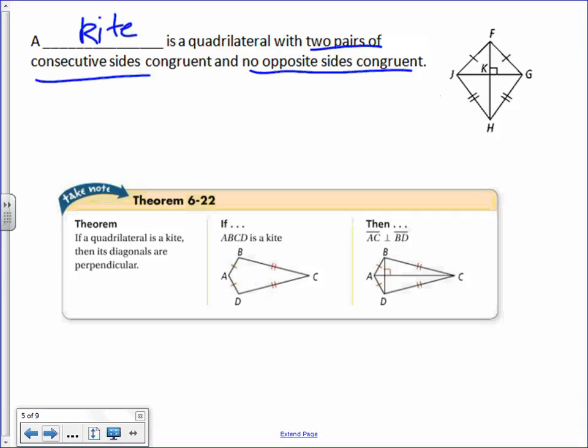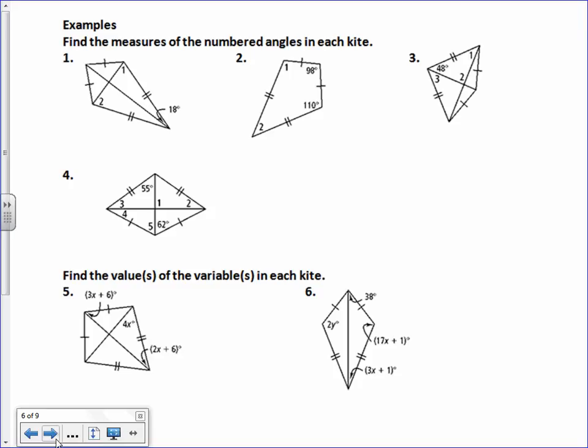And we have one theorem about kites. That's theorem 6-22. It says if a quadrilateral is a kite, then its diagonals are perpendicular. It's the only thing we have right now for a theorem about kites. So if it's a kite, diagonals are perpendicular, kind of like a rhombus. But again, opposite sides cannot be congruent in a kite. So just a couple examples about kites.